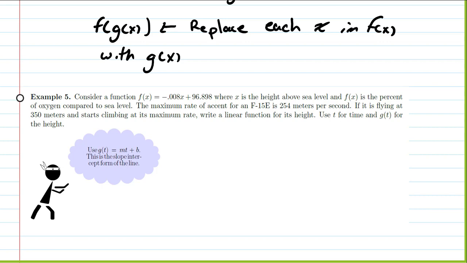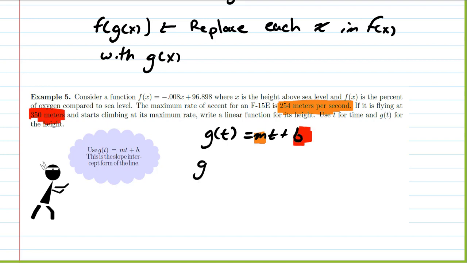All right, so if we have our function g of t is equal to mt plus b, our slope is going to be our rate of change. That would be the maximum rate of ascent, so 254 meters per second. And our starting value is the height when this begins, which is going to be 350 meters. So our function becomes 254t plus our starting value, which is 350.